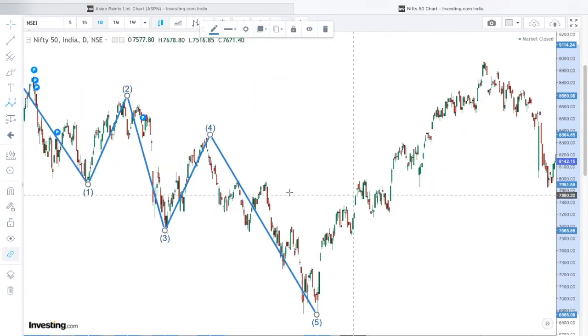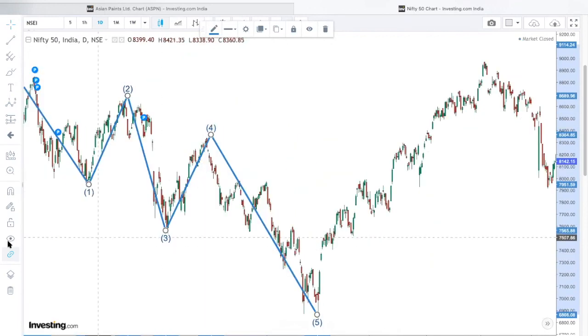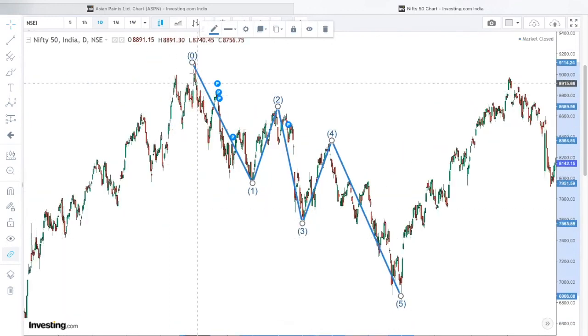See, inside an Elliott wave, there will be baby Elliott waves. If you carefully observe, wave 1, wave 2, wave 3, wave 4, wave 5. Inside Elliott waves, there will be baby Elliott waves, which if you go in depth, is very difficult.